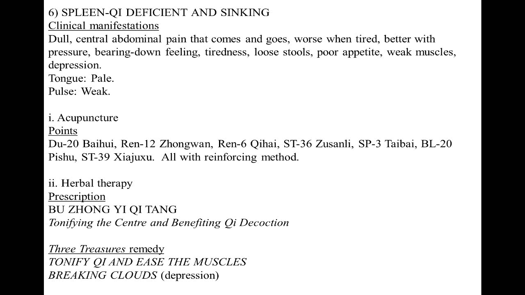And the way I lift Qi is usually with Du 20. And if I want to lift Qi, especially in the lower abdomen, I would use Du 20 with Ren 6, those two together, to lift Qi in the lower abdomen. And plus there is Ren 12, Stomach 36, Spleen 3, Bladder 20 to tonify the stomach. And notice Stomach 39 is there for abdominal pain.